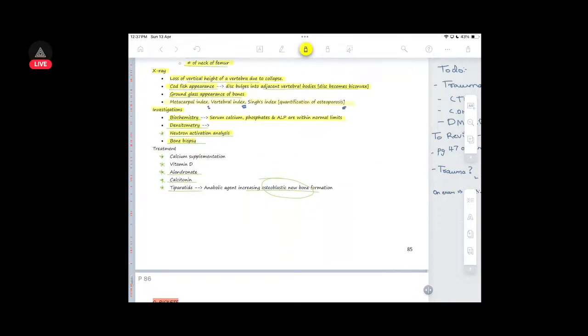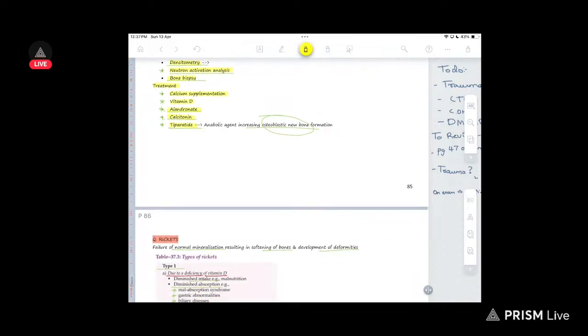Then for treatment, you provide calcium supplementation, vitamin D, alendronate, calcitonin, teriparatide, and an anabolic agent. Teriparatide is an anabolic agent that increases osteoblastic new bone formation.